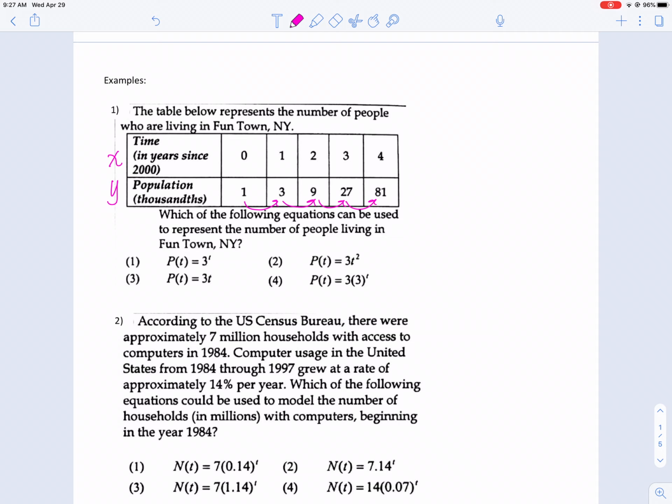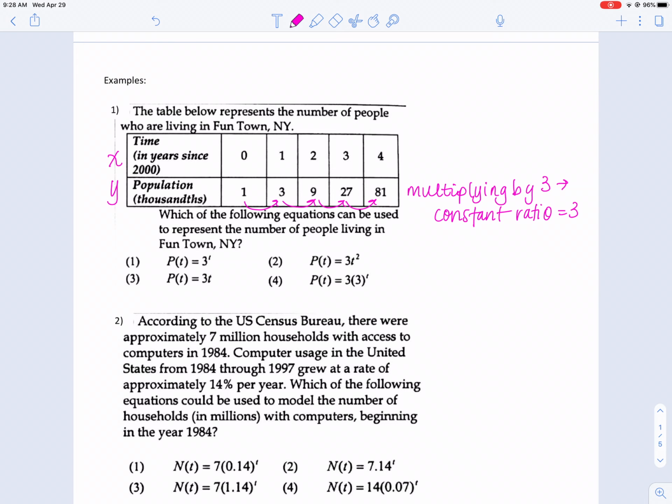How are they increasing? Right? From 1 to 3, 3 to 9, 9 to 27. Hopefully you see you are multiplying by 3. Okay? Means there's a constant ratio of 3. So could this ever be linear? Can't be linear.